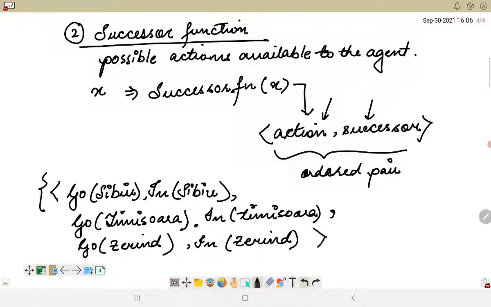So this is basically what we have to talk about in a successor function. It is returning an ordered pair showing an action and a successor. We have to make sure that we mention the successor along with the action. Okay, so the successor is the next possible state: the state after making an action is what would be returned by the successor function.